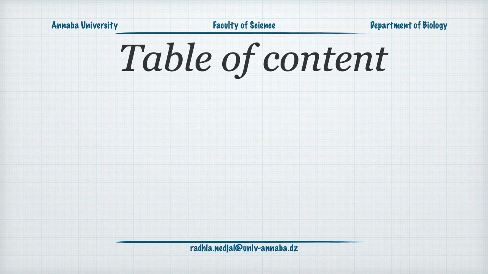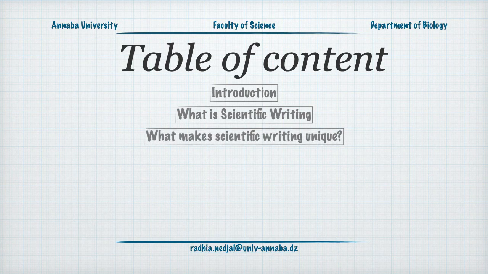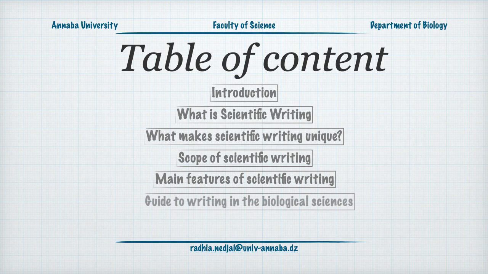This lesson will cover 7 main parts. I will begin with an introduction. Then, what is scientific writing? After that, what makes scientific writing unique? Move on to the scope of scientific writing. Next, the main features of scientific writing. After that, guide to write in biological science. Finally, conclusion.